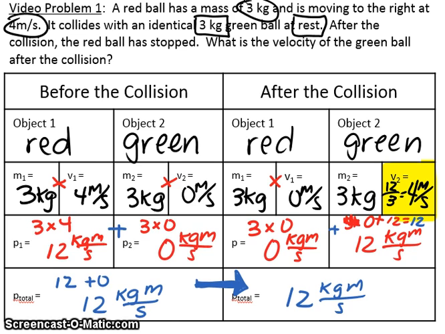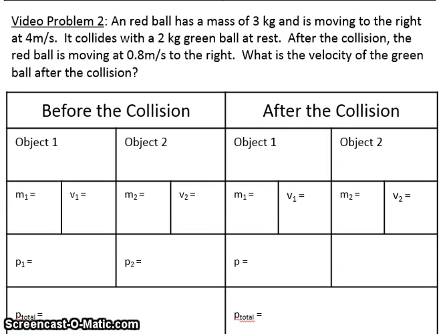Sorry about that. Let's go on to video 2. So let me scroll down here. Let's go down to video 2. So video problem 2, we have a red ball that has a mass of 3 kilograms and is moving to the right at 4 meters per second. It collides with a 2 kilogram green ball at rest. After the collision, the red ball is moving at 0.8 meters per second to the right. What is the velocity of the green ball after the collision?